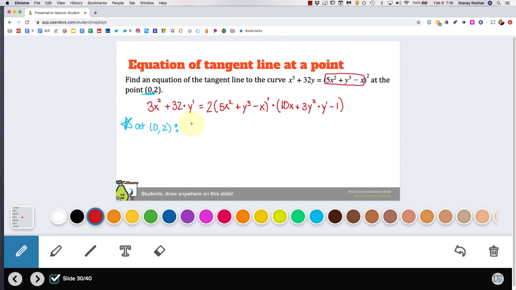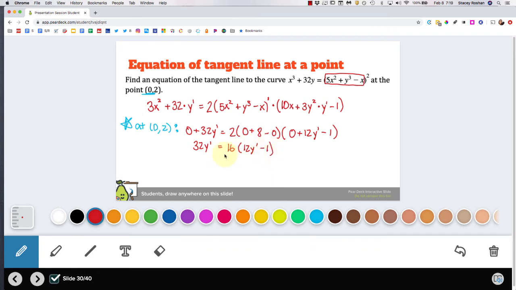So let's do that. 0 plus 32y prime. We don't know y prime. That's what we're trying to do. 2 times 5 times 0 is 0 plus 2 cubed is 8 minus 0. And that was just to the first power. 10 times 0 is 0 plus 3 times 2 squared is 3 times 4, which is 12, minus the 1 just stays. So I have 32y prime equals 2 times 8 is 16, and then I have 12y prime minus 1.